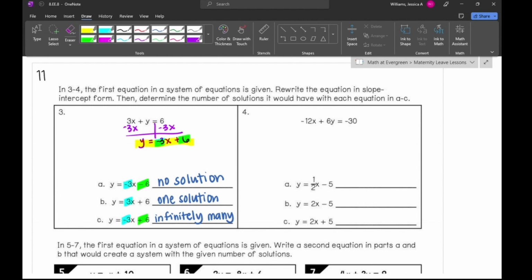Alright, I want you to please pause the video. You are going to complete number 4 on your own, so you have to first convert that given equation here into slope-intercept form, and then determine if A, B, and C is 1, none, or infinite. So pause.